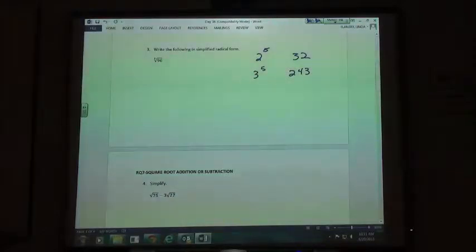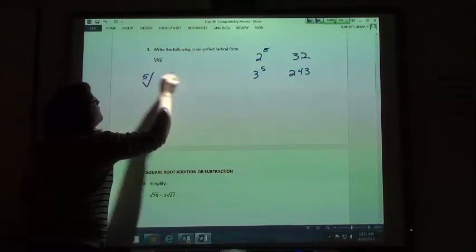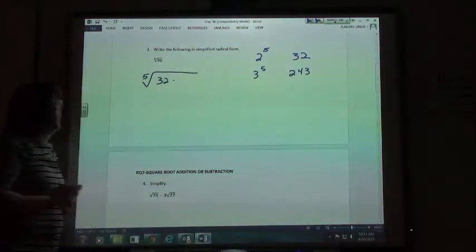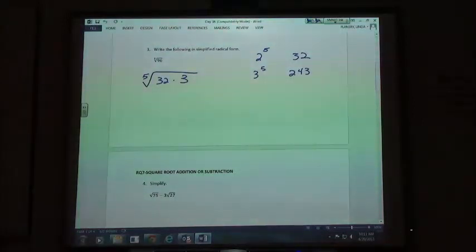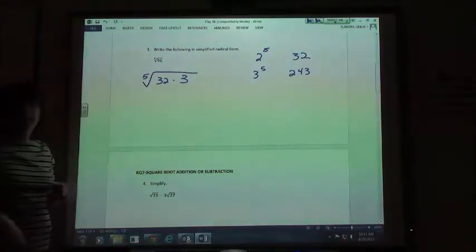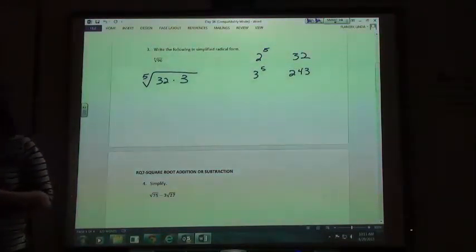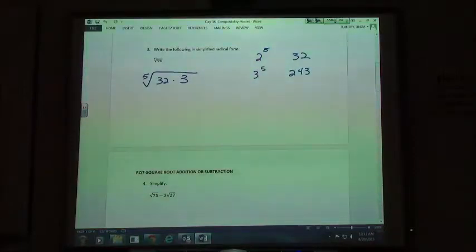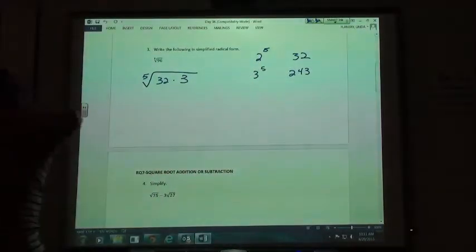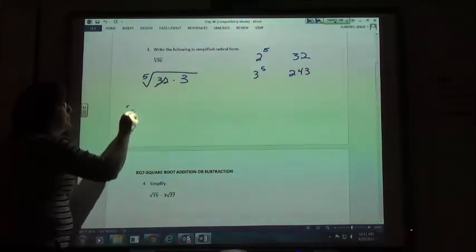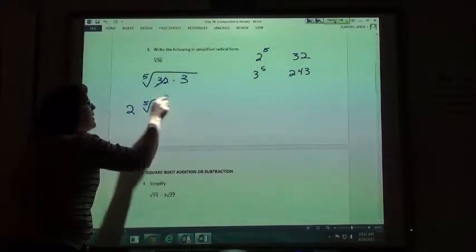32 divides into 96 how many times? 3. So I make 96, 32 times 3. The 5th root of 32 is 2, right? Because 2 to the 5th was 32. So 2 comes out, and I've got 2 times the 5th root of 3.